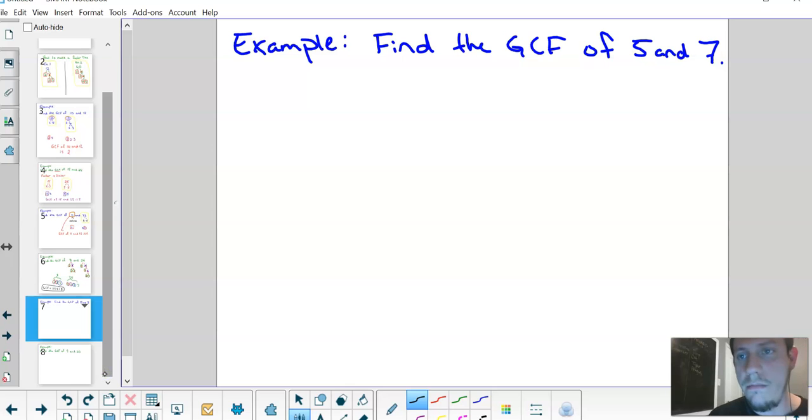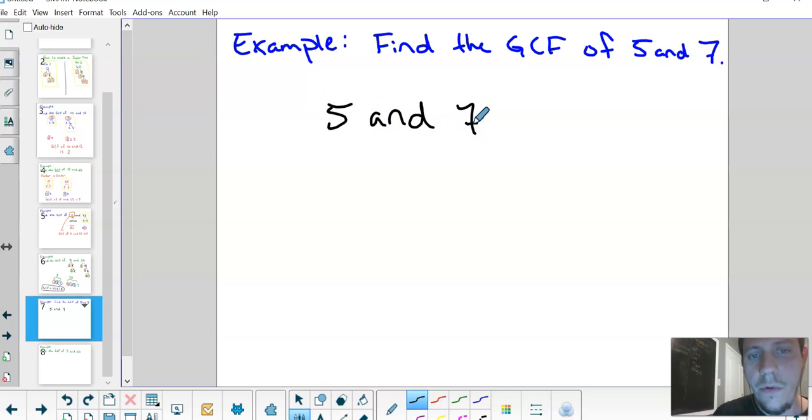I think this is the last one. Nope, we got one more after this. So what is the GCF of 5 and 7? Right? So we have 5 and 7. Right, well, 5, we saw previously, was a prime number. And 7 is also a prime number, which means that we have no factor tree for either one of them. But what does that actually mean? What does it mean when there's no factor tree?